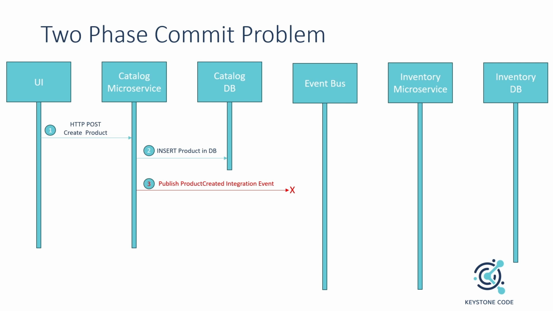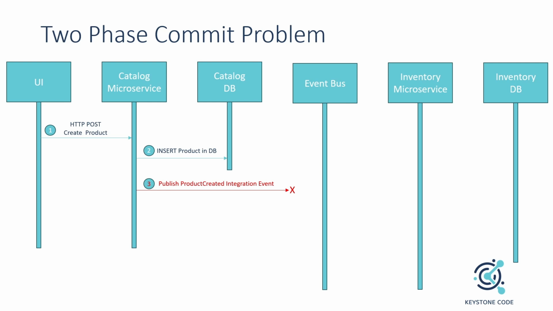Most messaging systems do not support a two-phase commit approach where you can actually run a transaction around both the database record and the event bus, making sure that they both either succeed, or if one or the other fails, they roll back together. So how are we going to solve this problem?